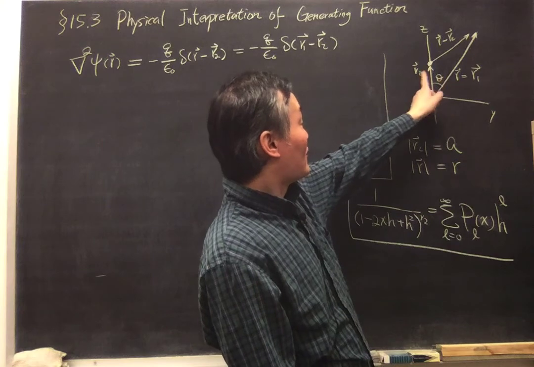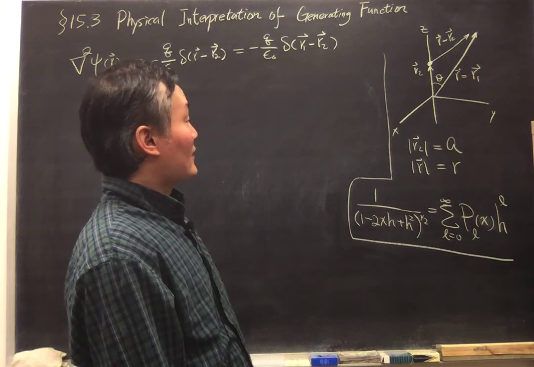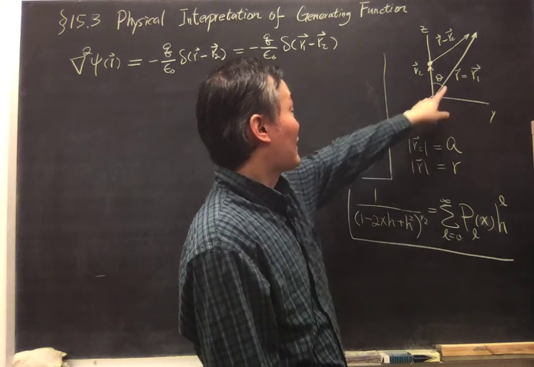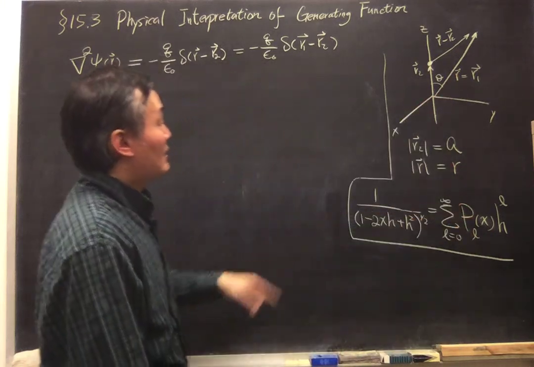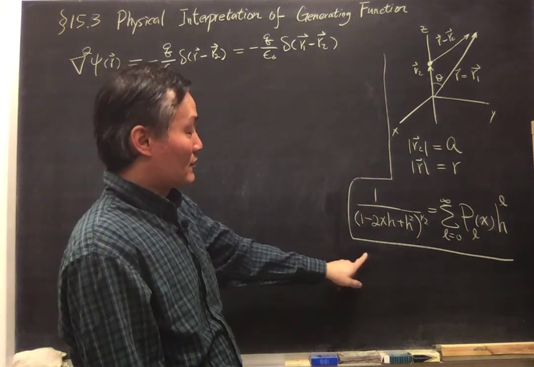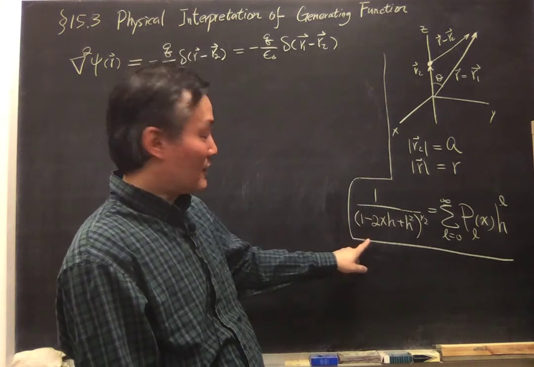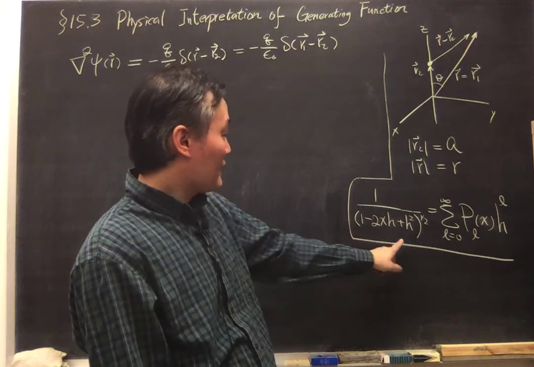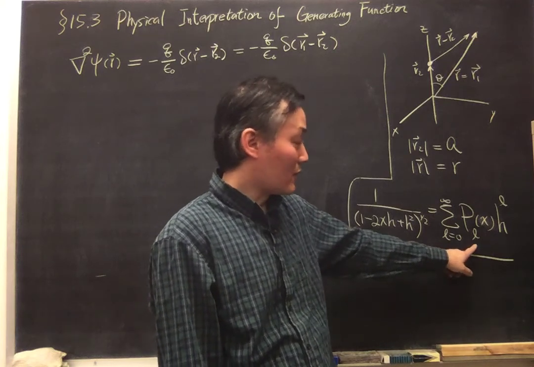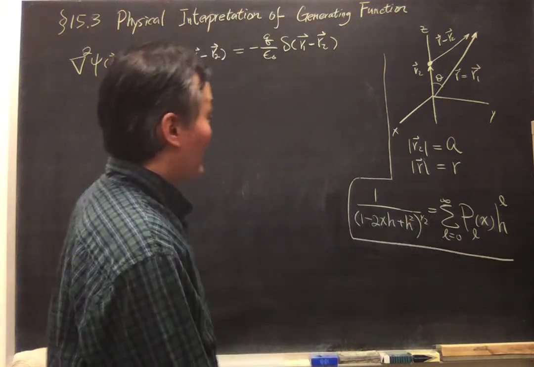The angle between R1 and R2 is the usual spherical angle theta. Now the length of R2 we call A, and the length of R is simply R. By this electrostatic problem, we'll talk about the physical interpretation of the generating function, which I copy in here. This is a generating function expressed as a sum of all the Legendre polynomials from 0 to infinity multiplied by h to the power L.